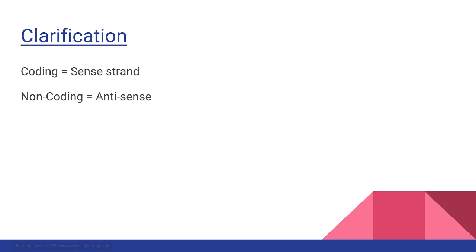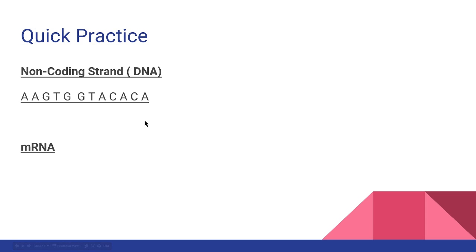So just for clarification, because science terms change over the course of time, some of our books or some of the papers or worksheets you'll get will say sense strand and anti-sense strand. It's just important to know that coding is equal to sense strand and non-coding is equal to anti-sense. That's all you need to know there.